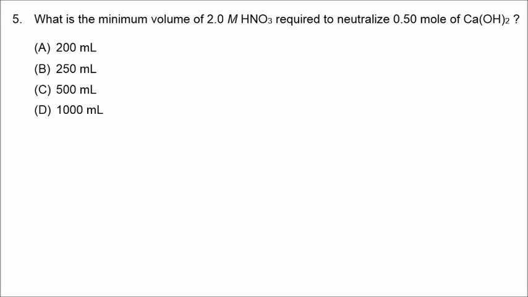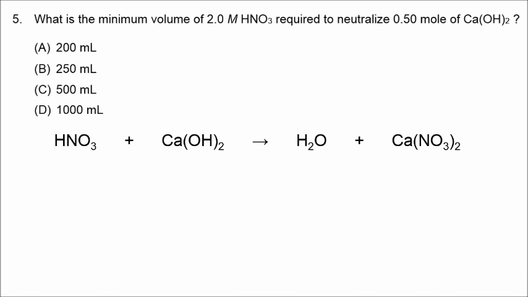Number 5, they don't give us a balanced chemical equation, so we should write one. It's between nitric acid and calcium hydroxide. The products are water and calcium nitrate. But it's very important you recognize that there is a 2-to-1 ratio between moles of nitric acid and moles of calcium hydroxide. If we have 0.5 moles of calcium hydroxide, then we're going to need twice as much in terms of moles. We need 1 mole of nitric acid.